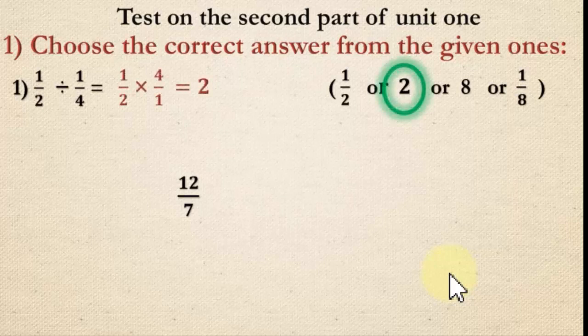Half divided by quarter. We will convert the division sign to a multiplication sign and get the reciprocal of 1 over 4, which is 4 over 1. 1 times 4 equals 4, 2 times 1 equals 2, 4 divided by 2 equals 2.